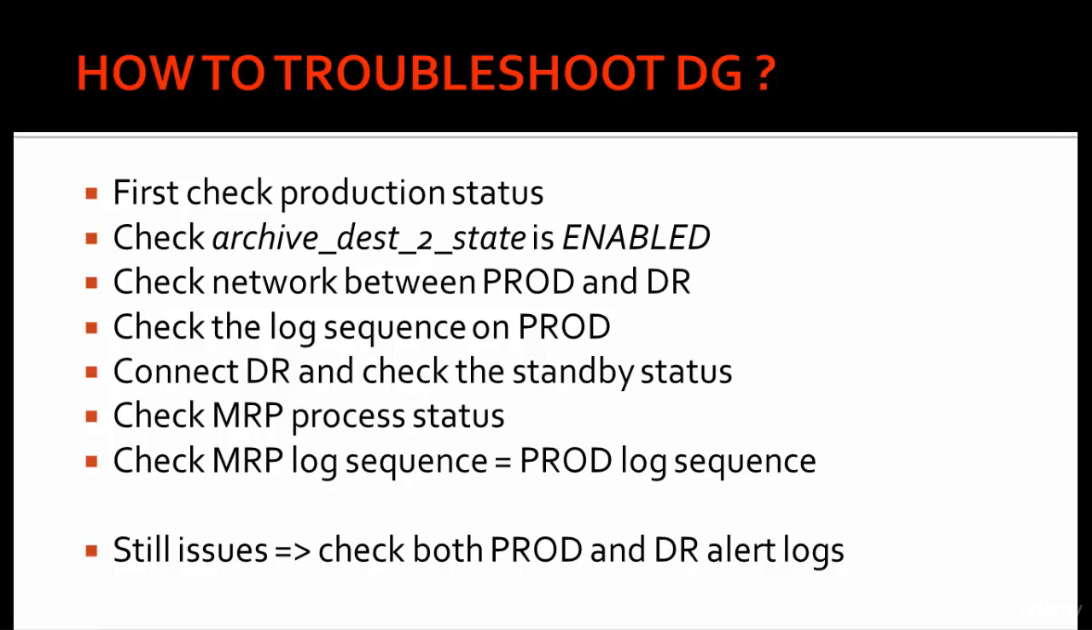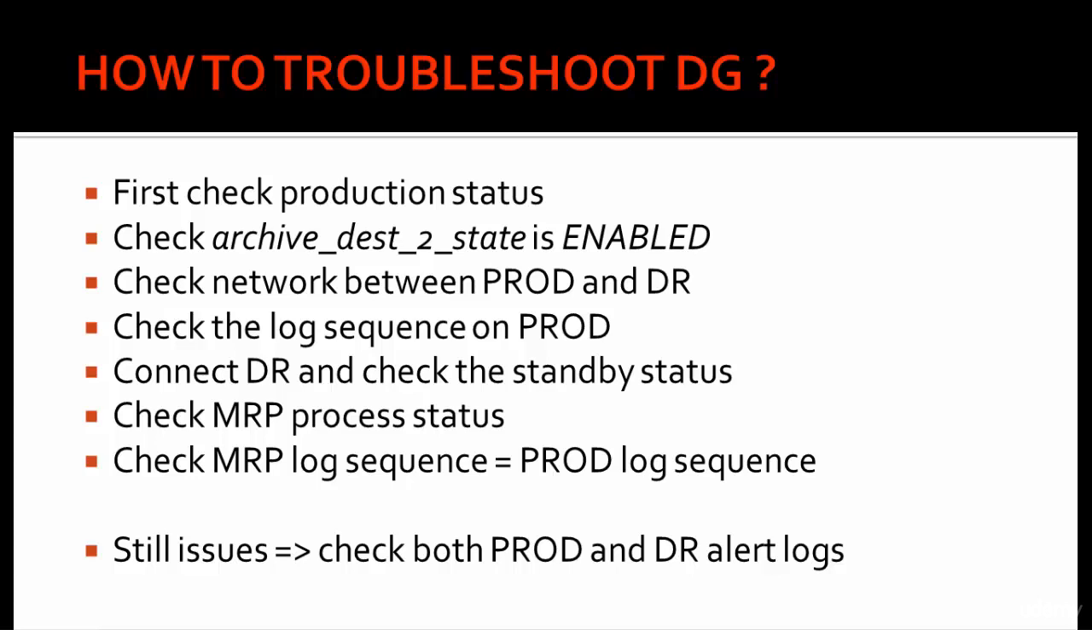Next, we need to connect to the DR server and check the standby status. Now, why are we checking the standby status? Because you can start the MRP process only when your standby server is at minimum in mount state. So if your standby server is in nomount state or your standby is not up and running, then definitely there is an issue. So we need to check the status of the standby server.